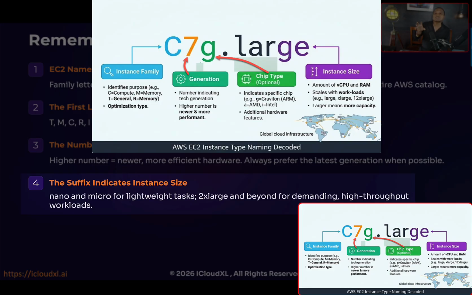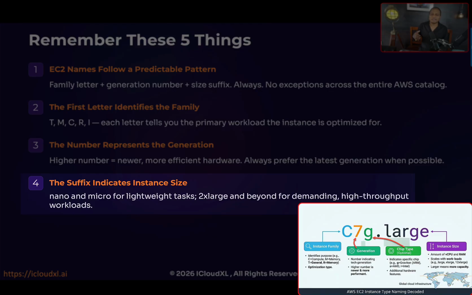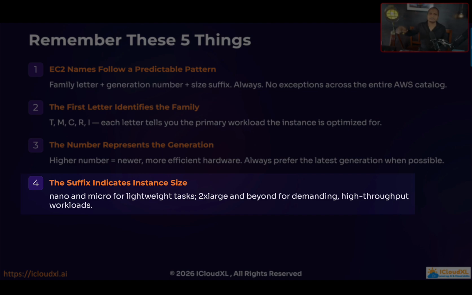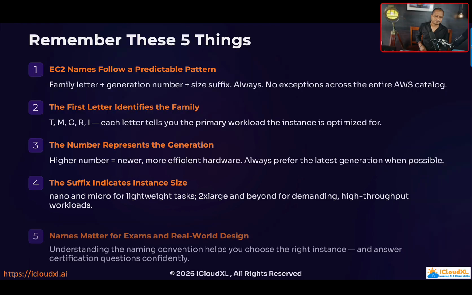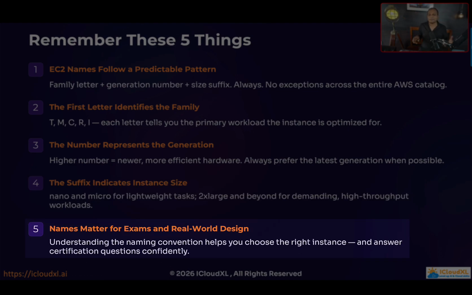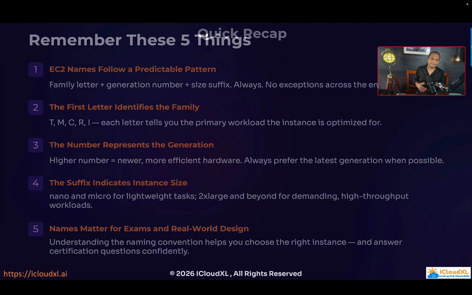The suffix indicates instance size. So 2x large, 4x large, this is the suffix and it indicates the size, and you will know what kind of size EC2 instance you are using. Like you can see the difference between 2x large and 16x large. Definitely 16x large is a higher size and you pay a higher amount on the bill. The name matters for the exam and real world scenarios. Understanding the naming convention is very important for the exam.